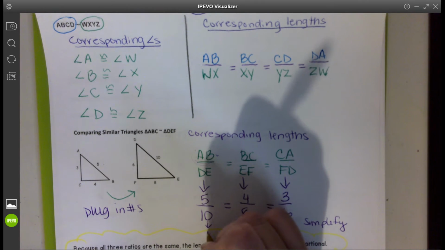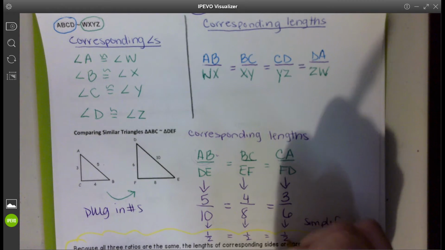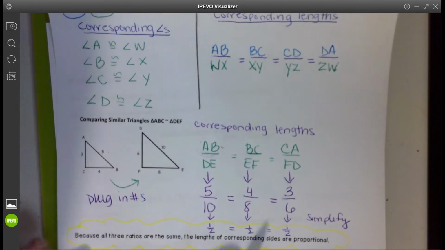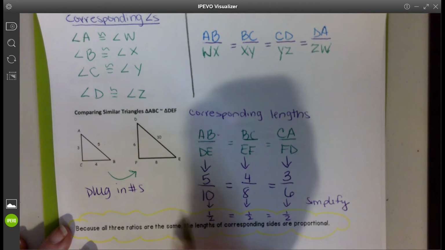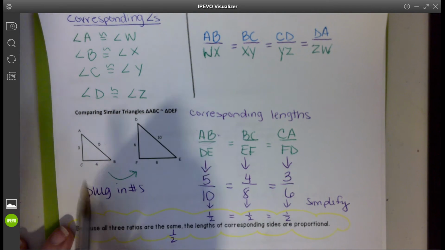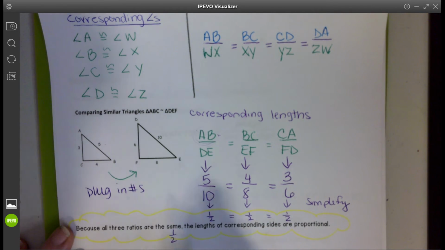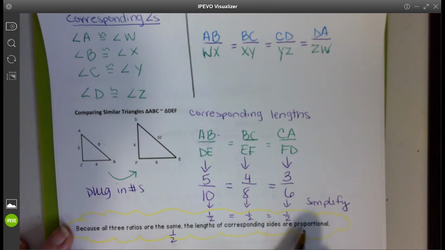So we can see that we have 1/2, 1/2, 1/2. So because all 3 ratios are the same, meaning they were all 1/2 here, the lengths of the corresponding sides are proportional. We can prove that these two triangles are similar because when we looked at all the ratios, they all came out to the same value. And we're going to call that value our scale factor.